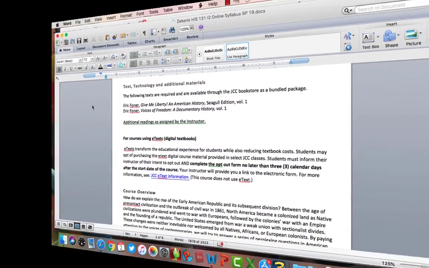Textbooks. Your textbooks are these books. So for History 131, you have Give Me Liberty, Volume 1, 5th edition. This is your textbook, and this is what it looks like. It's in the bookstore. It's other places too. So this is what you need for the textbook, and I already looked at the bookstore textbook. It is this one. It's not like a JCC version. It should look like this.